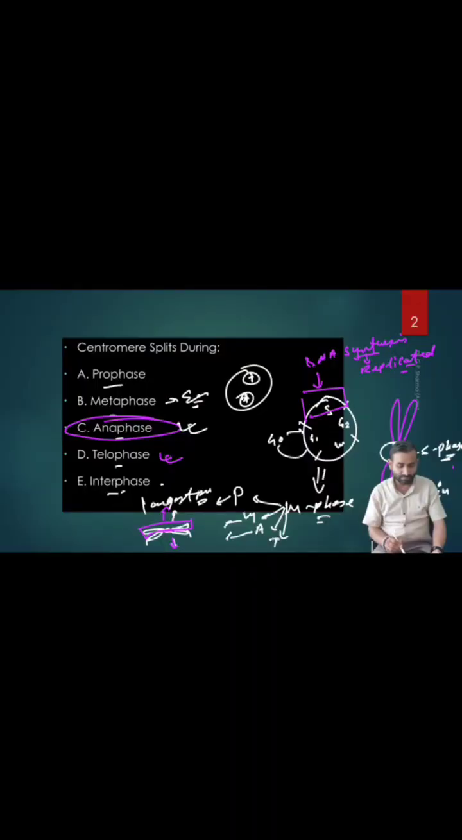During the metaphase, what happens? Equatorial arrangement occurs. During the prophase, it undergoes preparation for the M phase, that means for the mitotic or meiotic divisions. During the telophase, two daughter nucleoli appear. And during the interphase, it undergoes G1, S, G2, and M phases. So hope you understand, the answer is the anaphase.